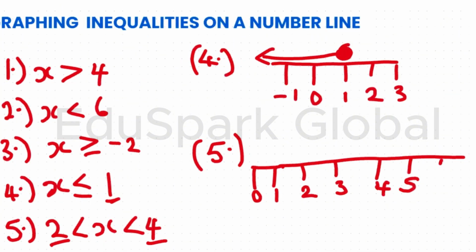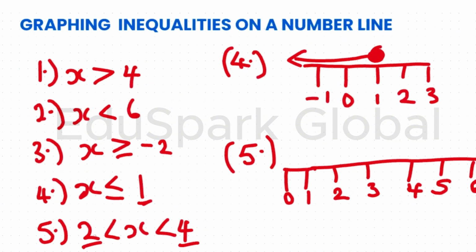The question says 2 is less than, so we start from 2. 2 is less than x and x is less than 4. So we connect it together. You recall that we did not shade it because it does not involve equals to. Okay, so let's solve more questions.